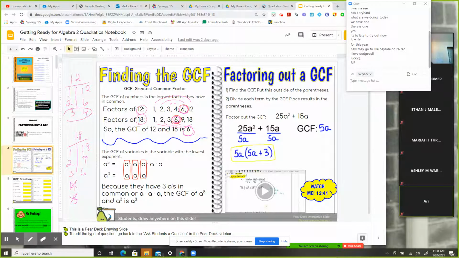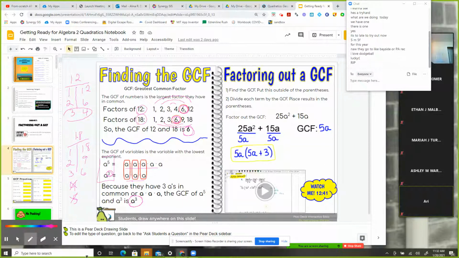When you do variables, a to the 5 and a to the 3, you want to find the variable that's the same. So I have a's in both places. And then you want to take out whatever the smaller exponent is. So a to the 5th just means I have 5 a's all being multiplied together. And a to the 3rd means I have 3 a's being multiplied together. So I take out 3 of them. The greatest common factor is a to the 3rd power. Does that make sense so far? Am I hurting anybody's brain?